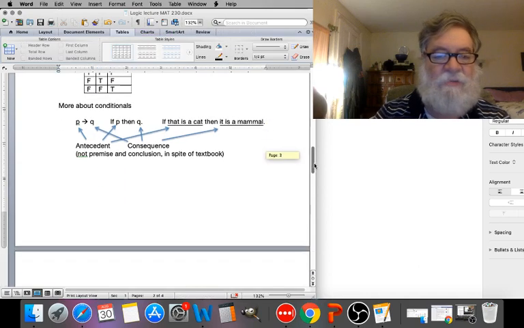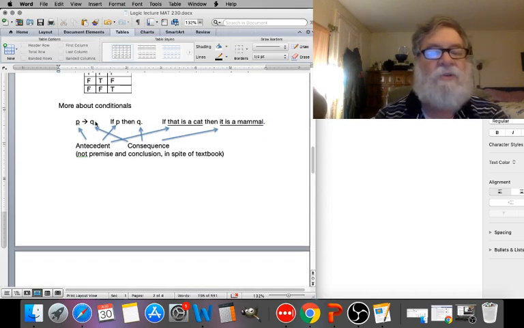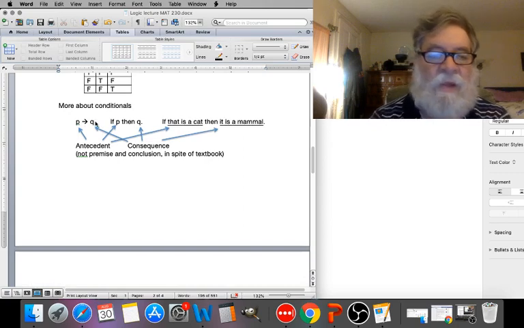Then the book has a section about conditionals. P implies Q is known as a conditional. It's like if P then Q. I've given an actual example on the right. If that's a cat, then it is a mammal. The book calls P the premise and Q the conclusion. That's not the best terminology. Premise and conclusion is better reserved for whole arguments, which involve more than one statement. I would rather use the other common terminology, which is antecedent and consequence. So the first one, P, is the antecedent. The second one, Q, is the consequence. So if that is a cat, then it is a mammal. That is a cat is the antecedent. It is a mammal is the consequence.